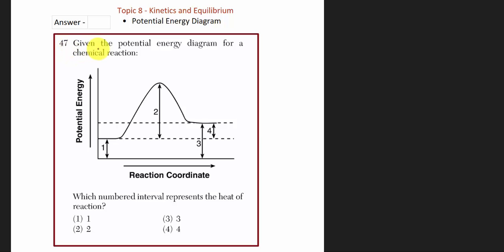Question 47. Given the potential energy diagram for a chemical reaction, and here it is, very nice potential energy diagram, which numbered interval represents the heat of the reaction? Well, heat of the reaction is the difference between where you start the equation and where you finish. So if we look at our graph, we can see the starting point right here. And we can see the ending point right here. So the distance between those 2 points is the interval between the 2 dotted lines. That's going to be answer number 4.